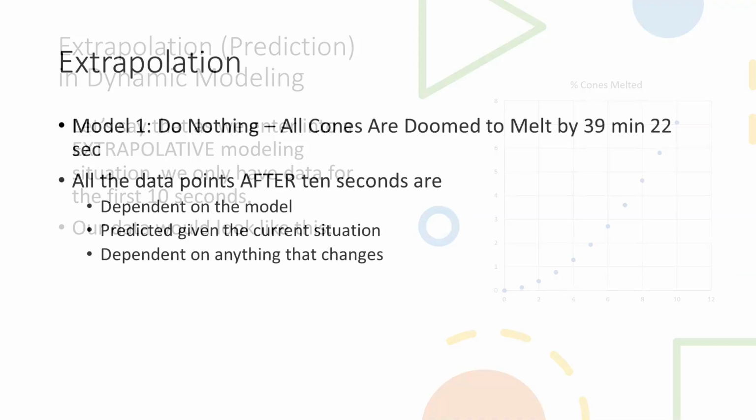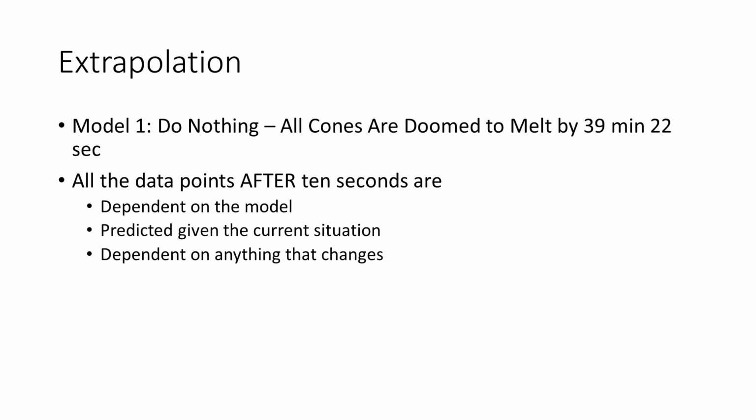But now I'm going to extrapolate, because under extrapolation I'm going to create a model. And the first model is I'm not going to do anything. I'm going to let the cones out there. I'm going to bring 100,000 cones into the parking lot, and I'm just going to let them sit there at 120 degrees. And from my model, I'm going to tell you what percentage of these ice cream cones are likely to be melted after 39 minutes and 22 seconds. All of the data points after the 10-second in this situation are, 1, dependent on the model, 2, they're predicted given the current situation, and 3, they're dependent dynamically on anything that might change.